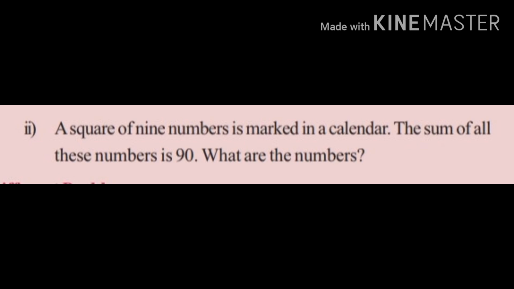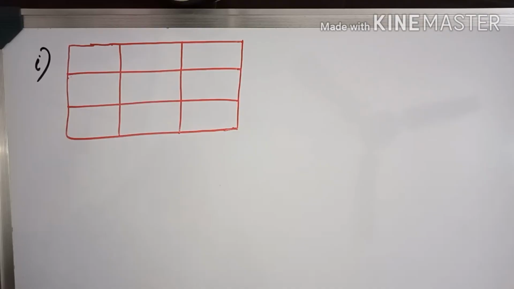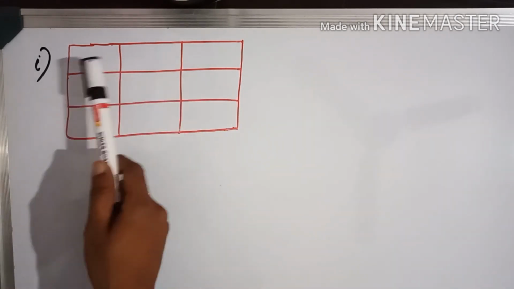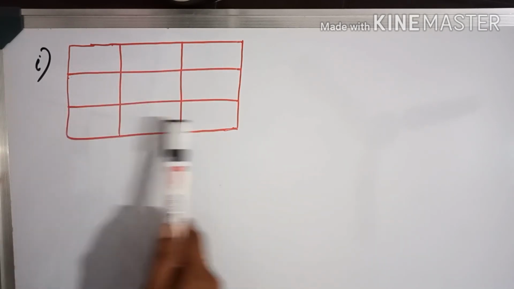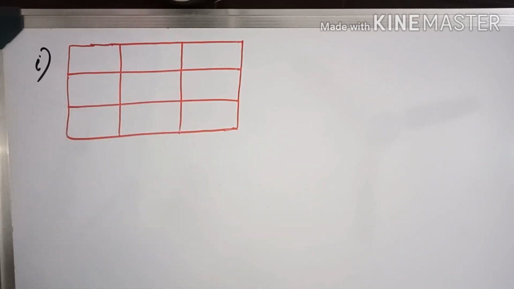Okay. Now the second sub question is, a square of 9 numbers is marked in a calendar. The sum of all these numbers is 90. What are the numbers? Previous case it was a square of 4 numbers. Here a square of 9 numbers. It's like this, we have to consider 9 numbers. Okay, 9 numbers means 3 rows and 3 columns. 1, 2, 3 here, 3 plus 3 is 6, 6 plus 3 is 9, total 9 numbers.